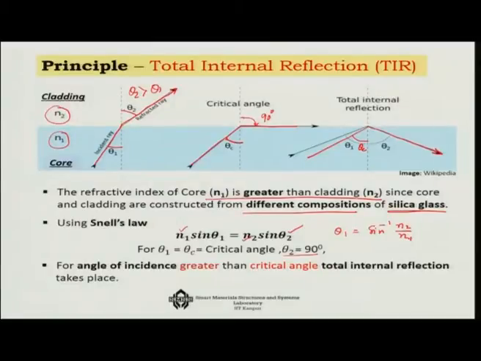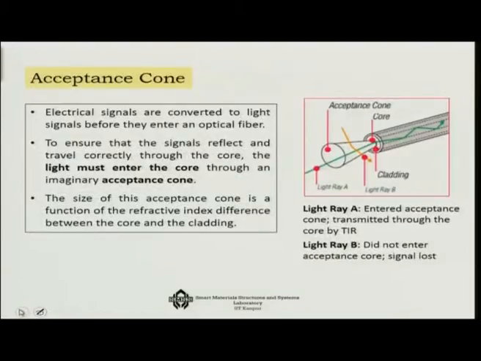We will later see that there is a cone angle beyond which it actually does not work, so that the total internal reflection takes place. The angle of incidence has to be greater than the critical angle for total internal reflection to take place. That is the condition. That brings us to the acceptance cone, because the electrical signals are converted to light signals just before they enter the optical fiber.